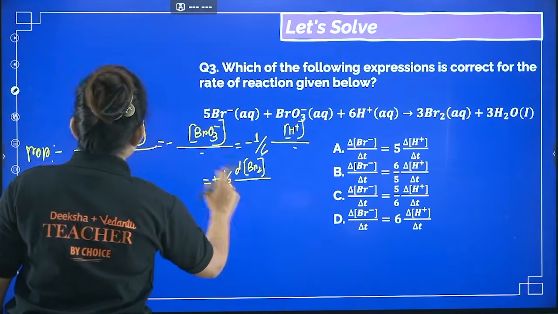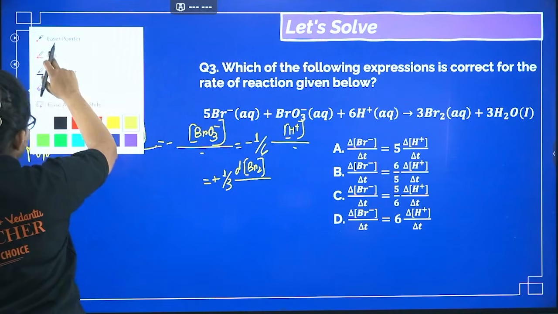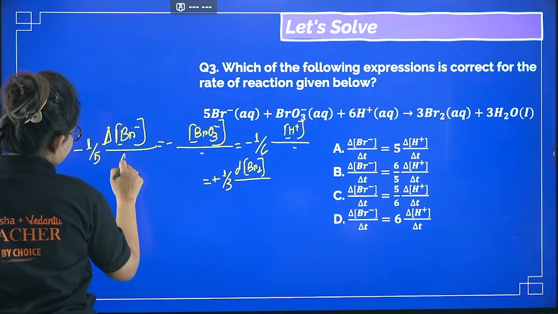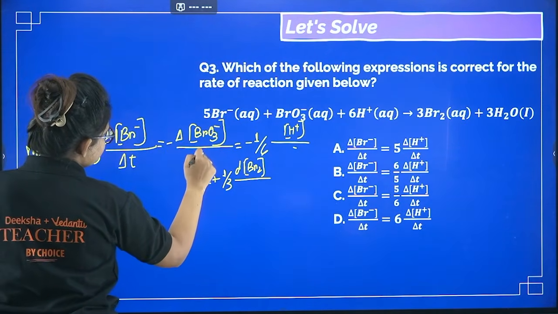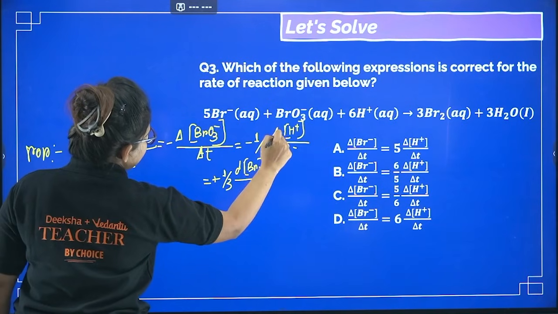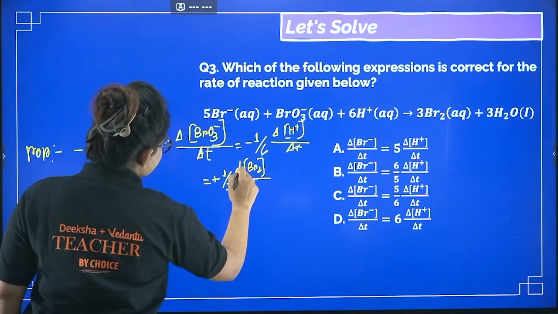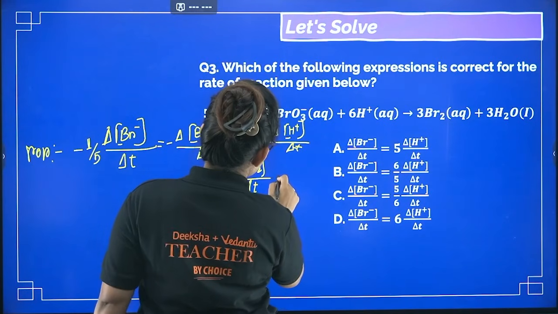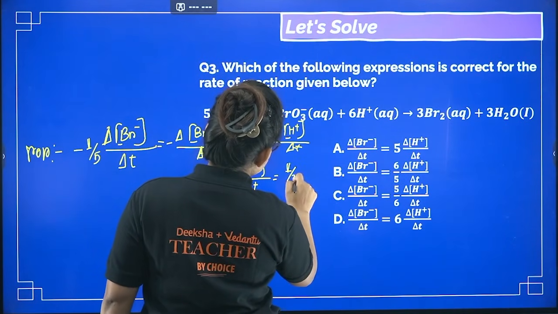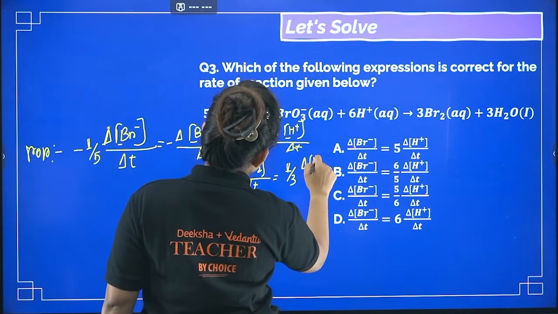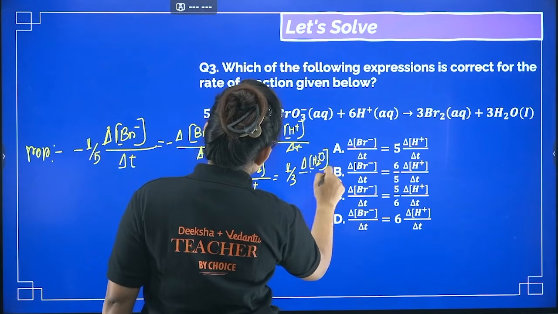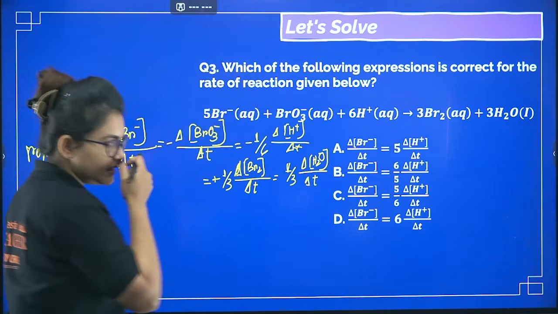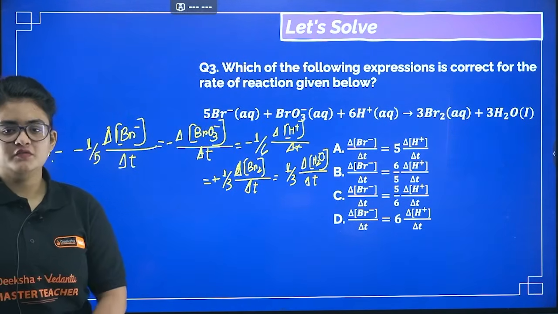Same thing, you just have to replace it with delta. Delta T, here also delta, delta T, delta H plus, delta T, here also delta, delta T equals 1 by 3 delta of H2O by delta T. This is the entire ROR, rate of reaction.